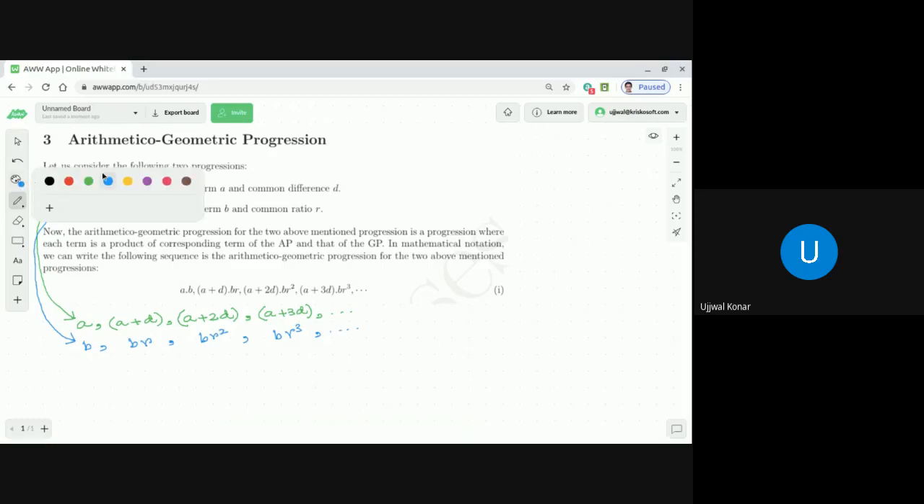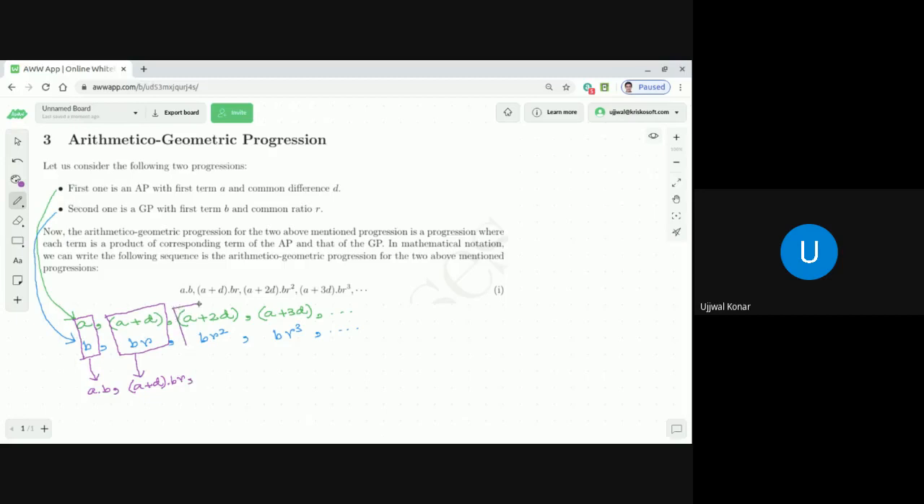Now what happened, dear students? We are going to construct a new progression in which the first term is the product of the first term of the AP and the first term of the GP. That means the first term should be the product of A and B. It will be A into B. The second term will be the product of the second terms of the corresponding AP and GP. So it will be A plus D into BR. Correct or not?